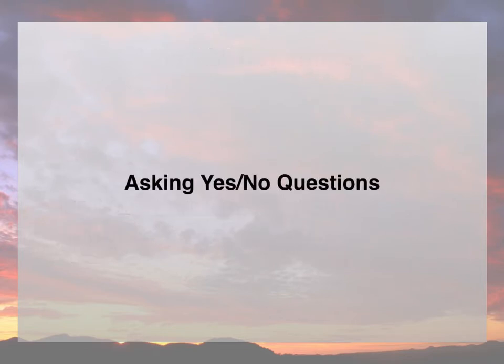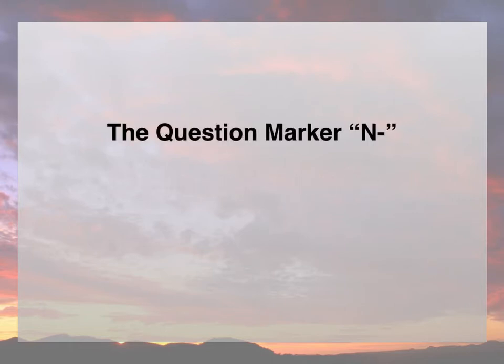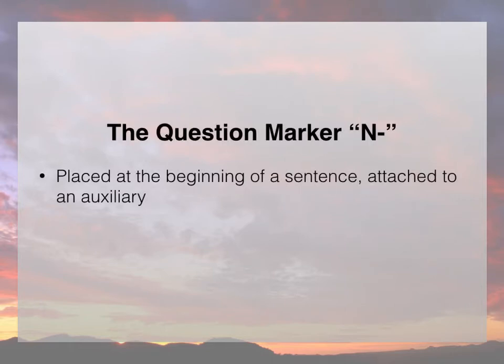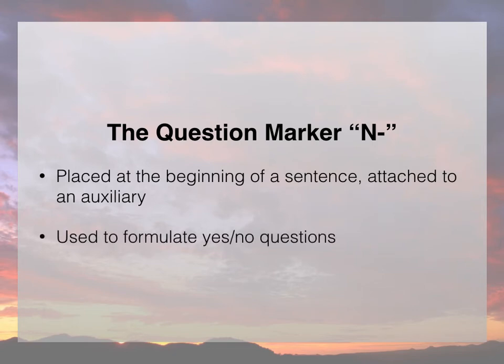Now we're going to talk about how to ask yes or no questions in Autumn. We use the question marker N. This is placed at the beginning of a sentence and it's attached to the auxiliary. And it's used to ask yes or no questions.